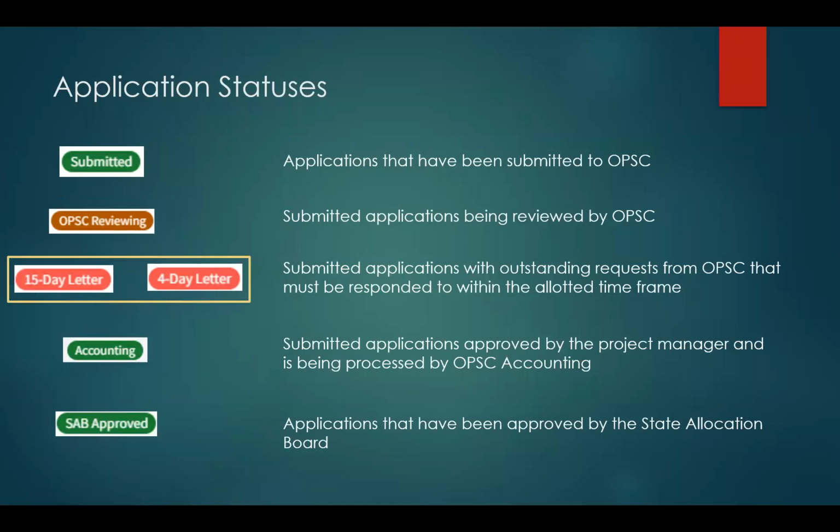If the status says 15-day letter or 4-day letter, that means there's an outgoing request from OPSC to the district and the district needs to respond within the allotted time frame. We still send out the letters via email to the district, but having this status allows you to easily log into OPSC Online and see the outstanding requests from us. The accounting status means that the application is done being processed in terms of program-related processing, but is now being processed by our accounting team. And then lastly, the SAB approved status means that the application is done being processed and it went to a State Allocation Board meeting and was approved there.